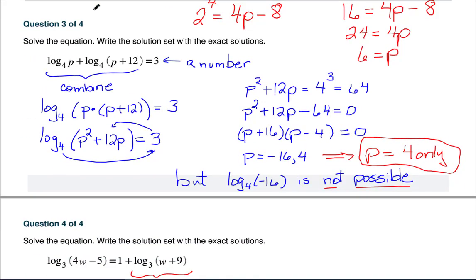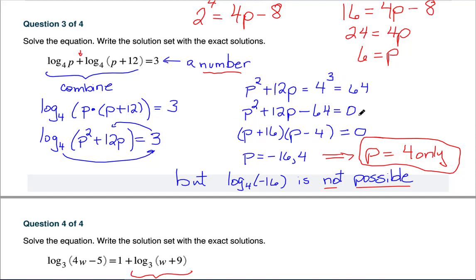Question 3. Oh, I have log plus log equals a number. A number. So I don't have log equals log. What do I do? Well, remember that when there's a plus stuck in the middle here, I can combine the logs to multiplication. So p times p is p squared. 12 times p is 12p. And so now 4 cubed equals this stuff. Well, what is 4 cubed? 4 times 4 is 16. 16 times 4 is 64.